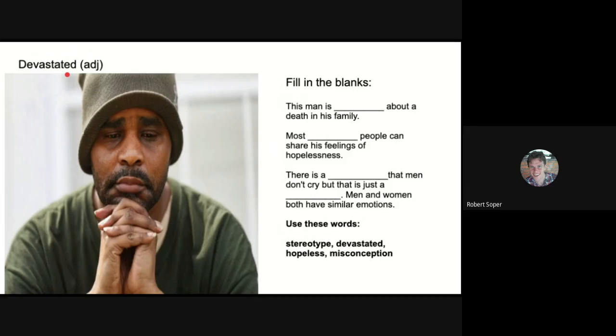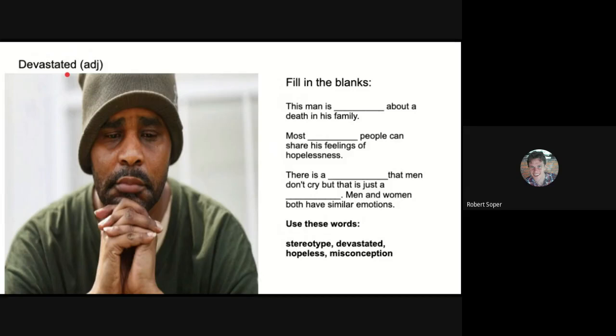What about a misconception? Misconceptions are ideas that are wrong or untrue, but still people believe them. So there are many misconceptions in the world. Often people put them forward as facts. They believe they're facts, but they're not facts.